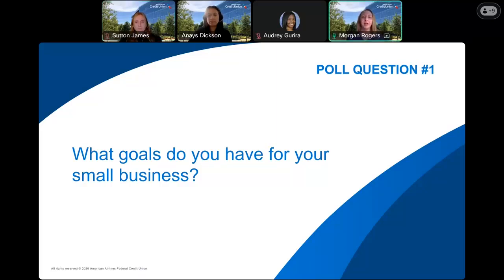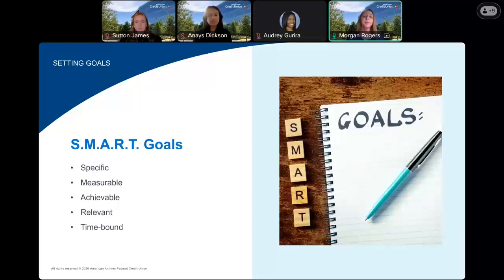So let's get back to our presentation today. Setting SMART goals for your small business that are specific, measurable, achievable, relevant, and timely can help achieve long-term success. The SMART acronym that you see on the screen really is a great method to chart your small business goals. So let's go over some real-world examples to apply the SMART goals to your small business to get started with planning. So let's start with specific.